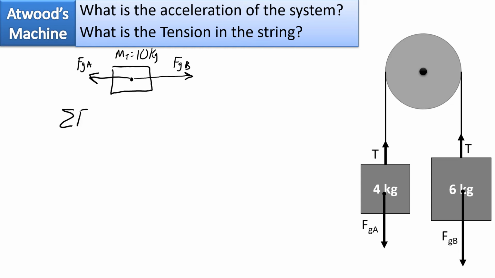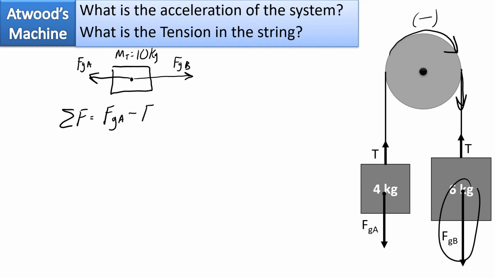The net force is equal to, well, FGA is pulling you in this direction, and this is the counterclockwise direction, which is positive. So we could write FGA, and then FGB is actually pointing this way, causing you to rotate in this direction, which is the clockwise direction. And we said clockwise is negative. So we'll write minus FGB.